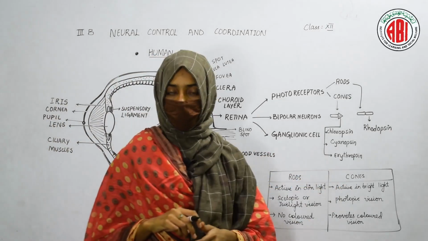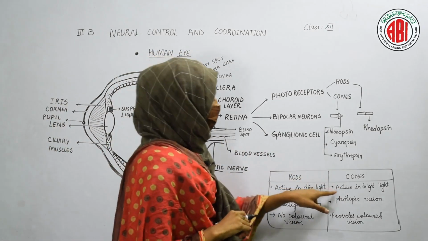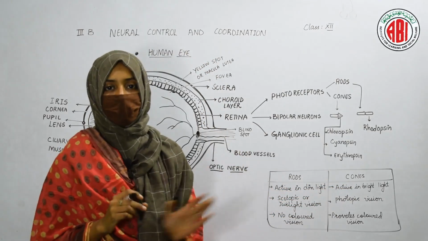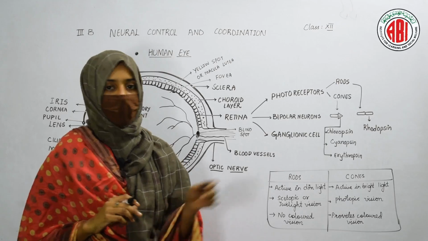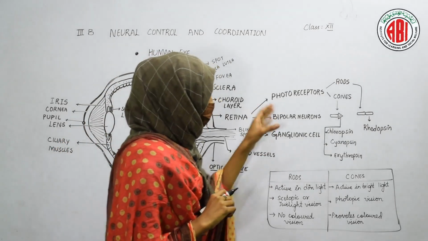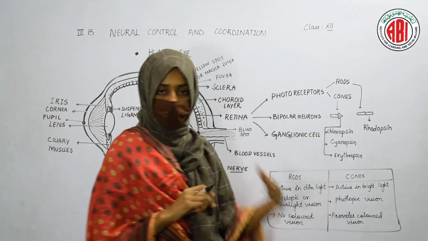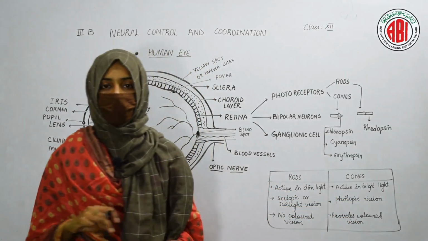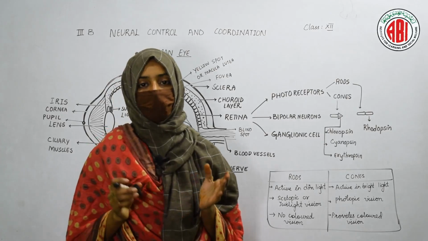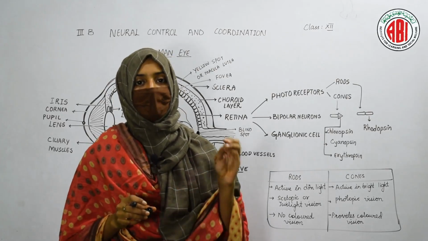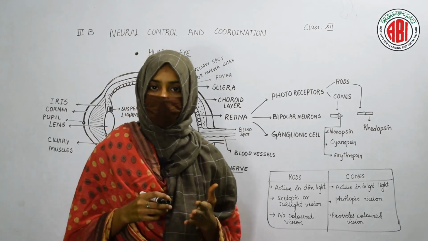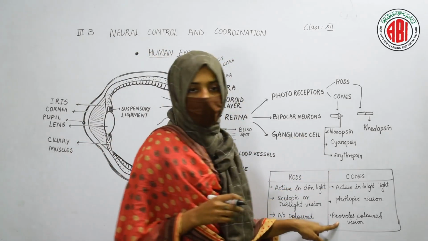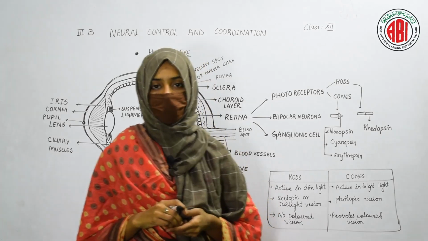The next one is cones. Cones are the cells that get activated in bright light. During the daytime, these cones become active, and due to the presence of different pigments in their cells, they are able to provide photopic vision. Photopic vision means we can visualize the different things present in our surroundings. Their color we can visualize due to the cells called cones. So it provides colored vision to the individual.